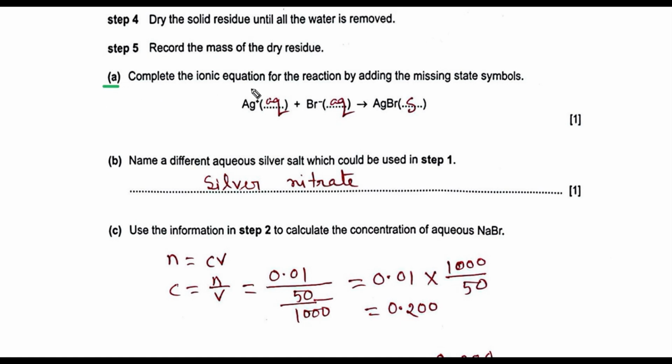Complete the ionic equation for the reaction by adding the missing state symbols. Silver ion aqueous, this is soluble. Bromide ion aqueous. Silver bromide is the cream precipitate. Precipitate means solid, so the physical state will be s.